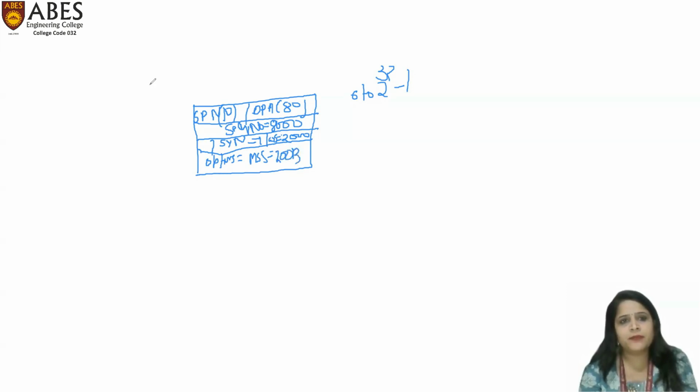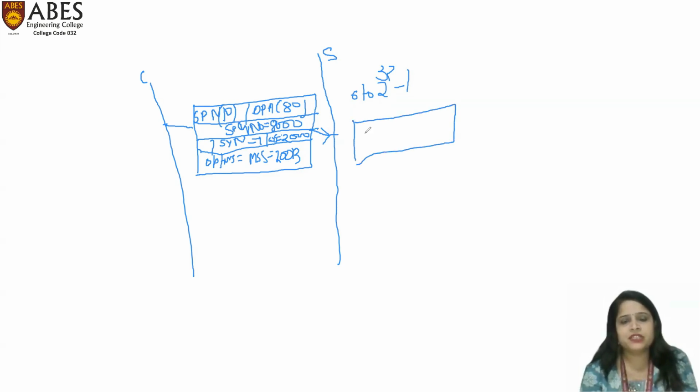So in that case, what happens? Suppose this is client A, and this one is server B. So at the time of the connection establishment phase, the client sends a SYN segment to the server, right? After sending this SYN segment, the client and server will reserve some resources like CPU, bandwidth, and some buffer.